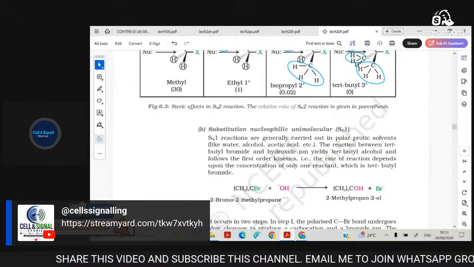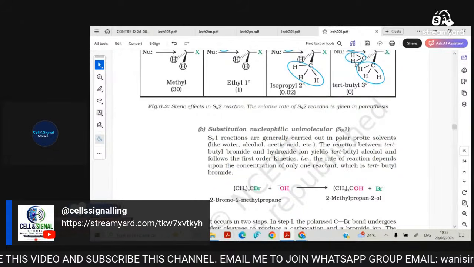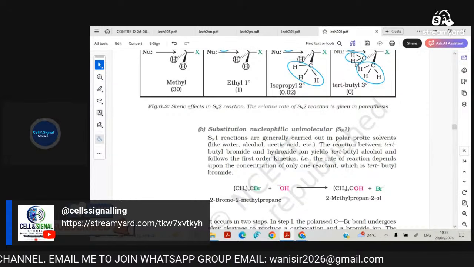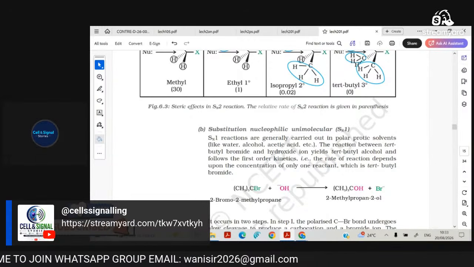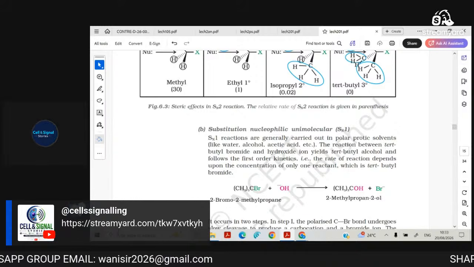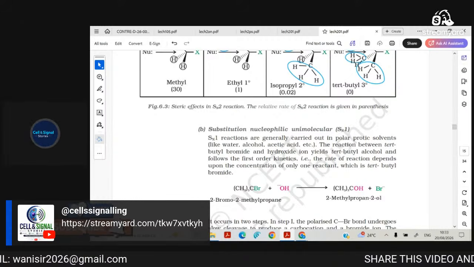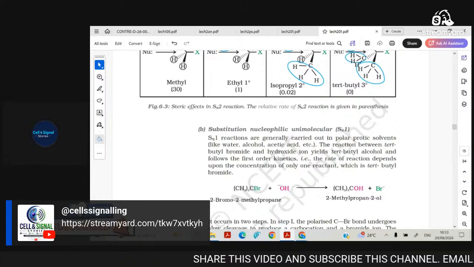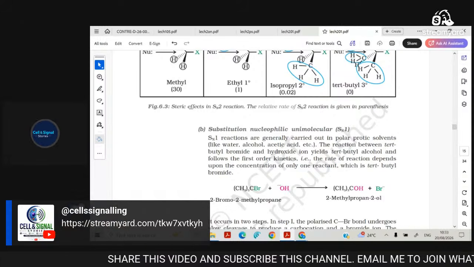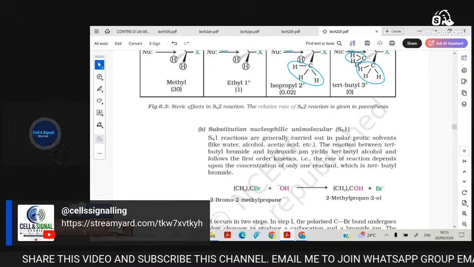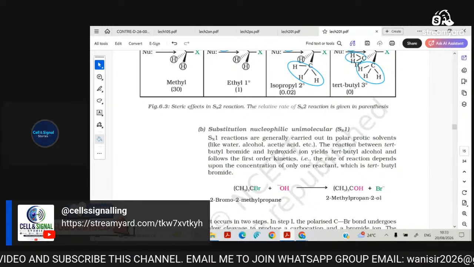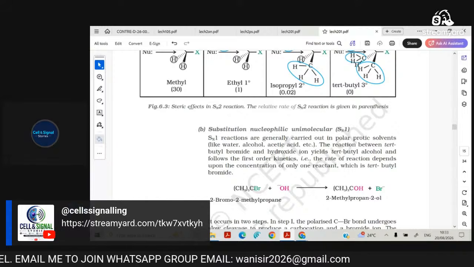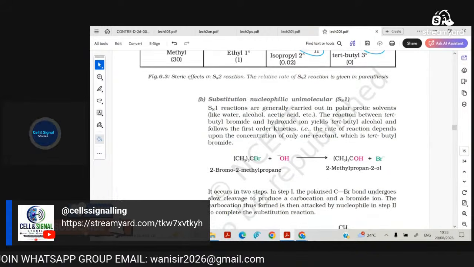The SN1 reaction is carried out in a polar protic solvent like water, alcohol, and acetic acid, which releases H positive. The reaction between tertiary butyl bromide and hydroxide ion yields tertiary butyl alcohol. So there is the formation of alcohol, and it follows first order kinetics. That means it depends only on the substrate. If the concentration of substrate increases, then the rate of reaction also increases, and the rate of reaction is dependent upon one reactant, that is tertiary butyl bromide.